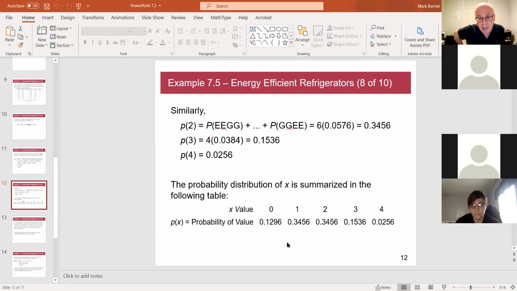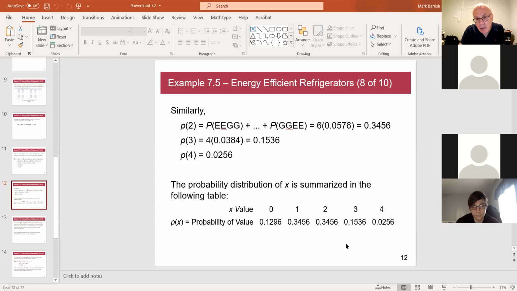It really is. Less than 2 means P0 or P1. The word or means add. And are they mutually exclusive? Yes. You can't have 0 and 1 occurring at the same time, right? Either you have 0 people out of the 4 purchasing energy efficient refrigerators, or you have 1 out of the 4. So you add up their probabilities, and that's the answer.